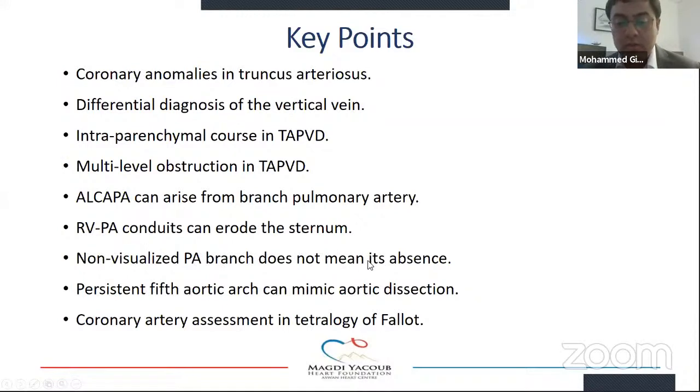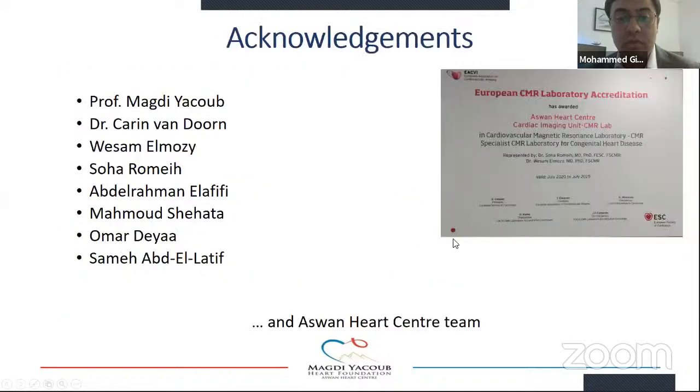So a wedge injection should be done, a venous injection in the pulmonary veins, to delineate the non-visualized pulmonary artery. A persistent fifth aortic arch can mimic aortic dissection, and coronary artery assessment in tetralogy of Fallot is very important, especially if there is a main coronary artery with a pre-RVOT course.